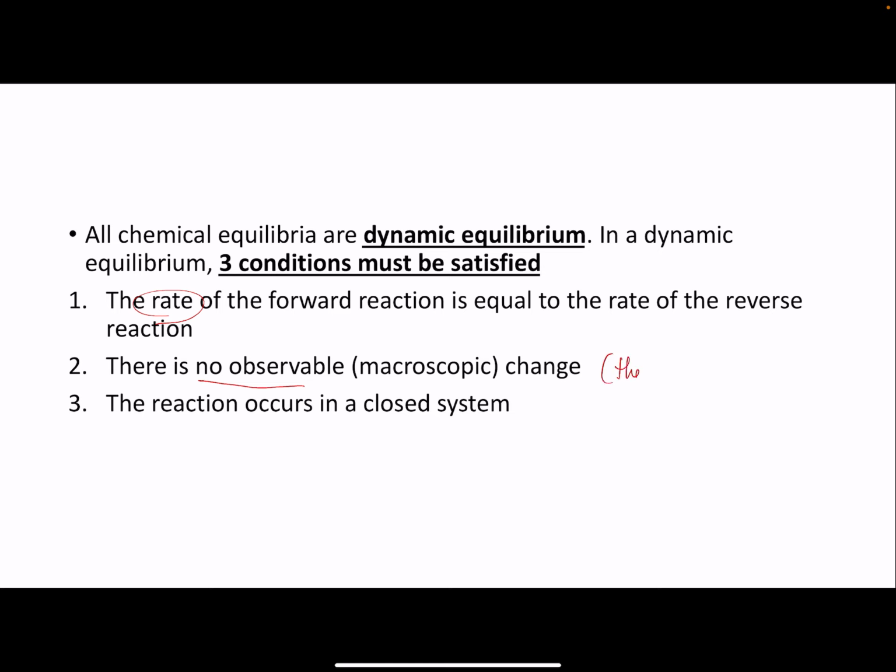So we can make a note here. There is microscopic change, which we can't see. As far as we know, the system is not doing anything, but on a smaller level, it is. And then finally, the reaction occurs in a closed system, like we said, so that matter cannot be lost, but energy can be exchanged.